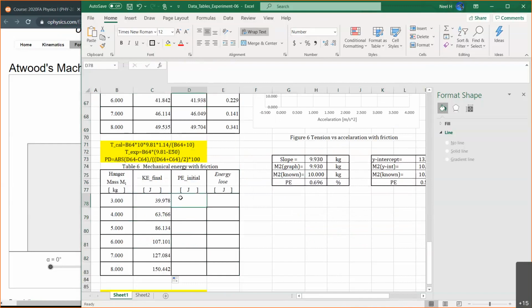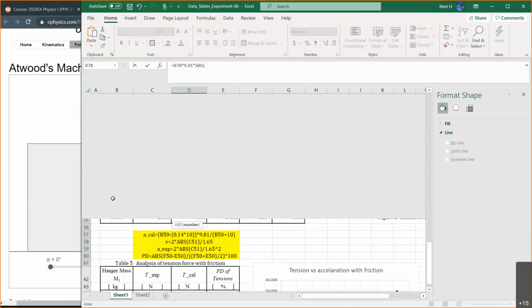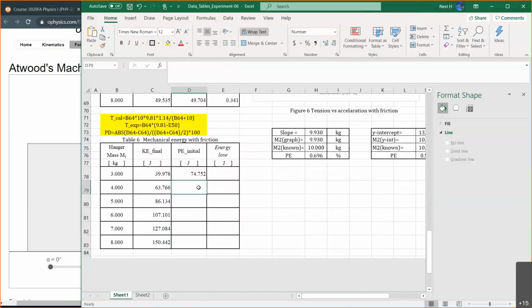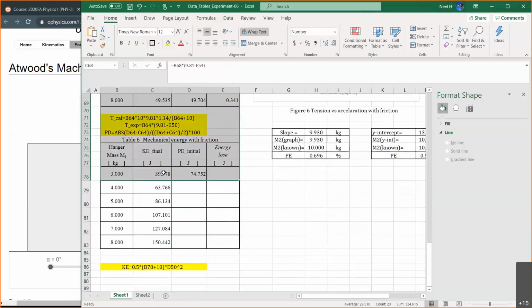Let's calculate the potential energy. Equal sign, mass M1 multiply by 9.81 times ABS of the height. So that's on table number 4, cell number C50. Close brackets, hit enter. Now you can see the difference, right? Now that you can compare, see the difference, almost half.